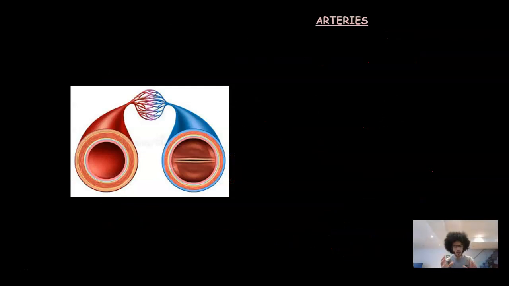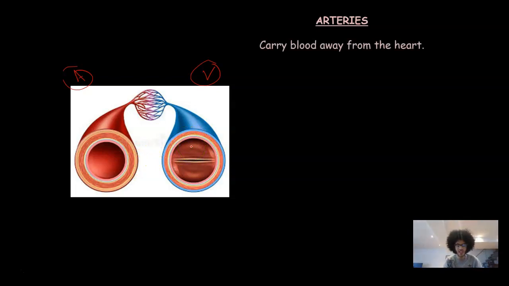Now, there are two main types of blood vessel that make up your circulatory system. You've got arteries, which are here on the left, I'll just put an A, and you've got veins here on the right, which I'll put a V, and you can see structurally they're very different. Now, arteries carry blood away from the heart, okay? So if I've got the heart here, okay, there's my heart, and it pumps blood into this artery.